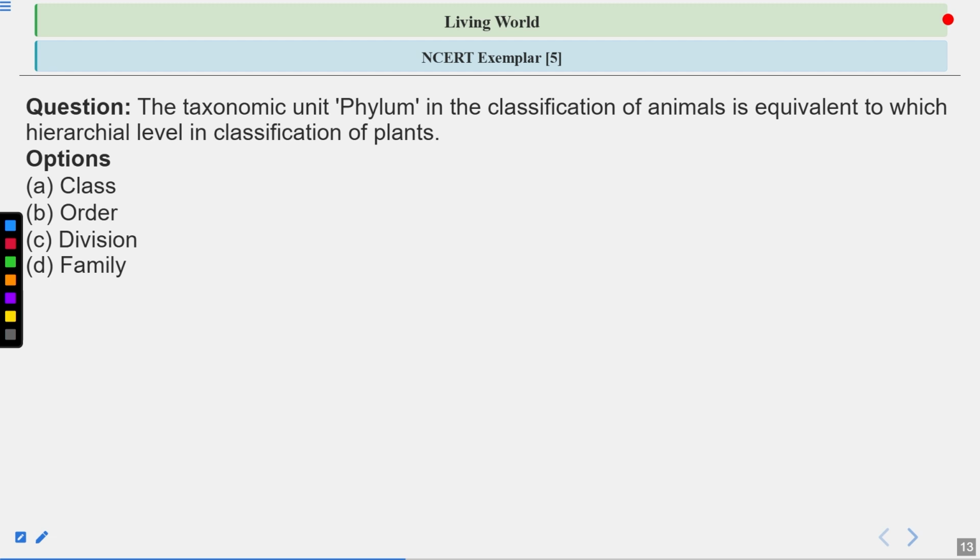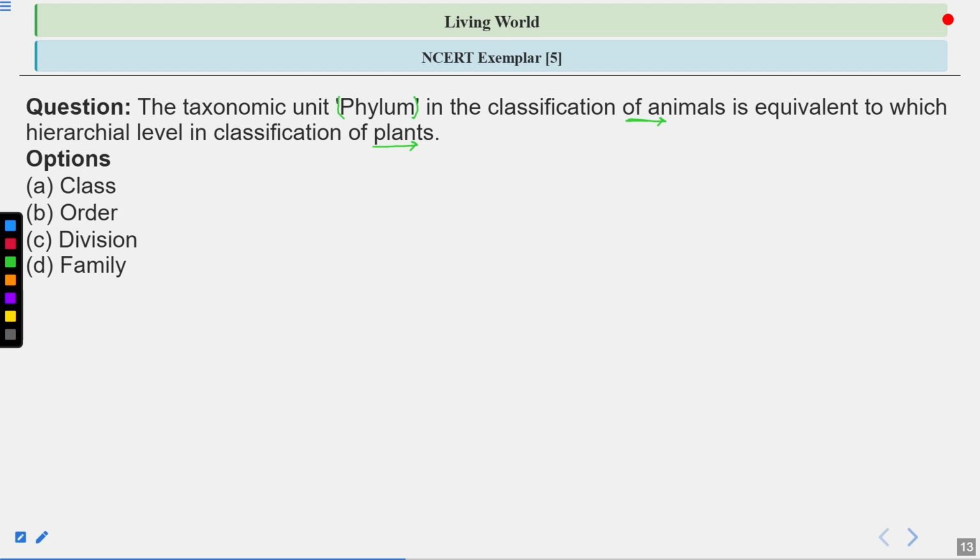Let's discuss this question. The taxonomic unit phylum in the classification of animals is equivalent to which hierarchical level in the classification of the plants? Okay. So phylum is a taxonomic category in the classification of animals. So in case of animals, we use phylum. Okay. So in case of plants, what do we use? Instead of phylum, what do we use in case of plants?